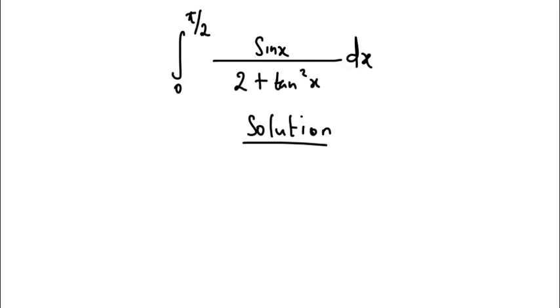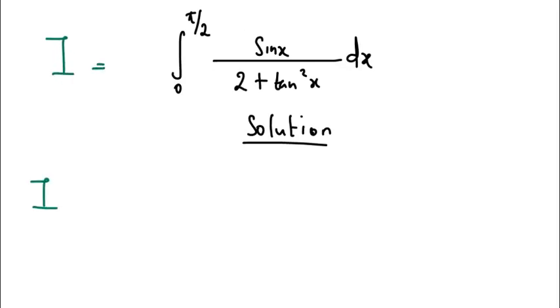Today we have a definite integral, and this is from advanced integration. We're going to find the integral of sine of x divided by 2 plus tangent squared of x, dx, with limits running from 0 to pi over 2. First, let's call this integral I.